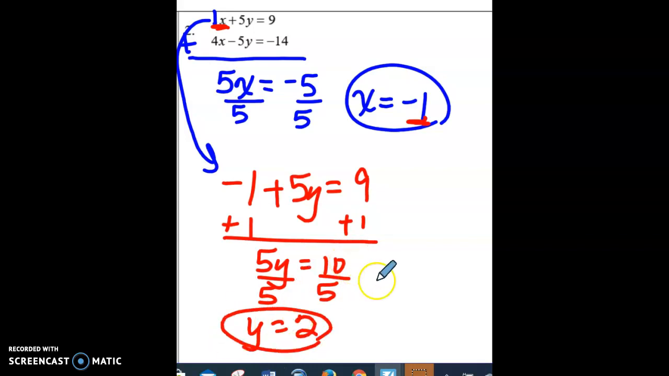Our last step is to write it as an ordered pair. Now, you've neglected to say on the last problem, when you are done, you can substitute those into both equations and see if it's true. Is negative 1 plus 5 times 2, which is 10, is negative 1 plus 10, 9? Yes. And 4 times negative 1 is negative 4. Minus 5 times 2 is negative 10. So negative 4 minus 10, that is negative 14, so it works out.